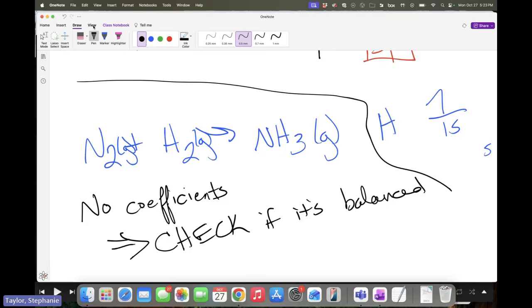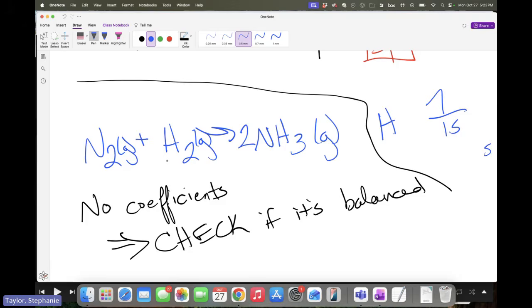So if you see no coefficients in there, you need to check to see if it's balanced. I've got 2 nitrogens on one side, but only 1 on the other side. This is not balanced, so I'm going to go ahead and balance this. There are 2 nitrogens here, so I need 2 here.